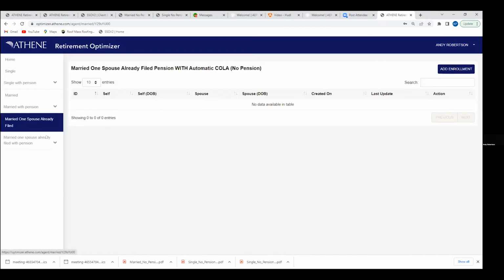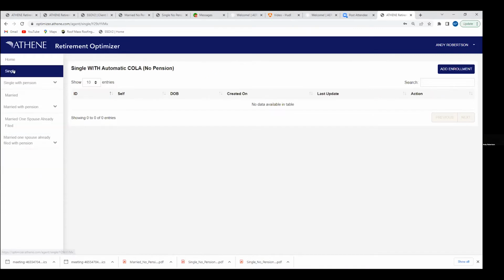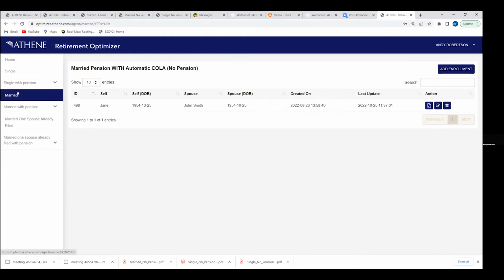One spouse already filed, and then COLA, no COLA. So we go from essentially most simplistic to most complex. The real difference between these scenarios is how many inputs are required. So obviously a single person with no pension has far fewer inputs than a married couple with two pensions. So we're just trying to make it easier, so when you, as the user, get into the software, you're not having to look at an additional half a dozen or dozen inputs that really aren't relevant to what you're doing and wasting a lot of time. But what I want to focus on today is a married couple.